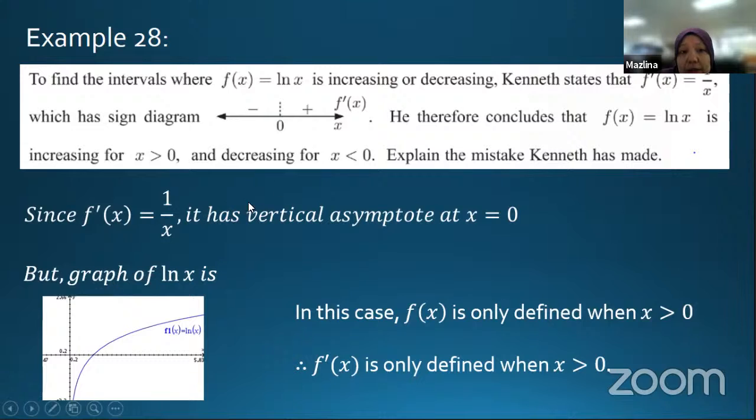Yeah, there is no graph decreasing for x less than 0. Tak ada, sebab graph kita ni hanya define for x greater than 0. Maka for x less than 0 there is no graph. Right? So that's why the mistake here, when Kenneth mentioned that it is decreasing for x less than 0. Okay? Boleh?